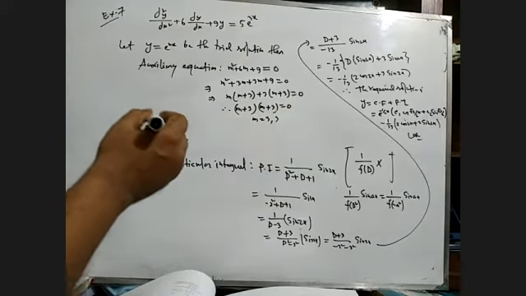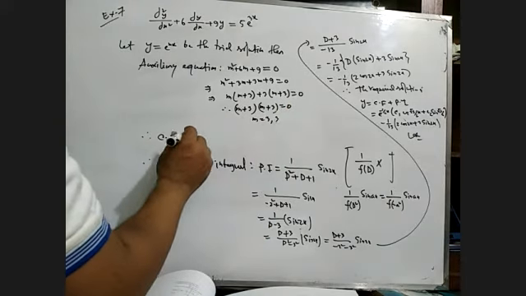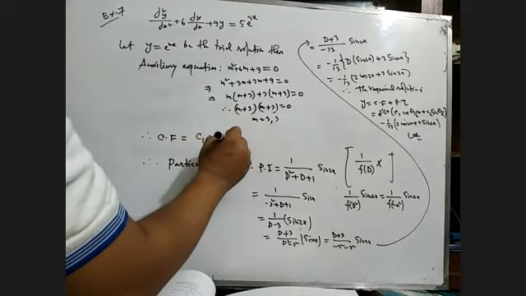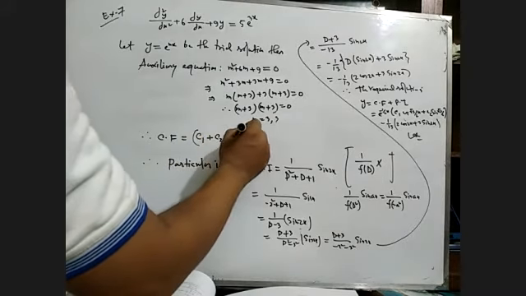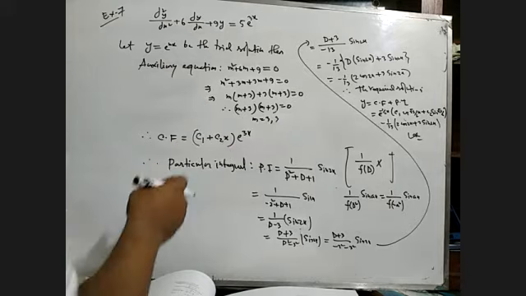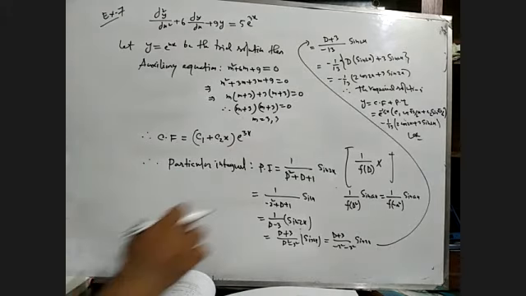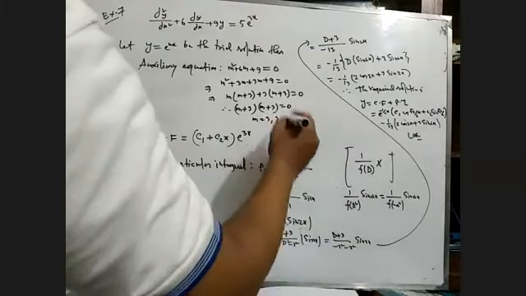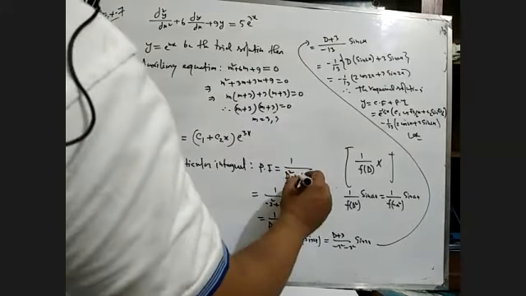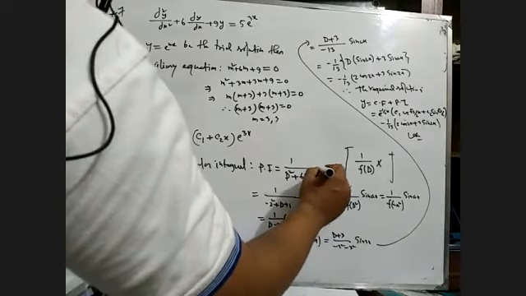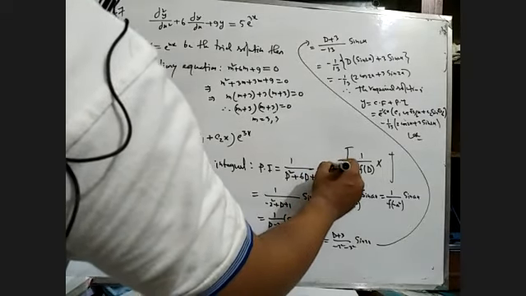Okay, for repeated roots, what will be the complementary function? Complementary function will be c1 plus c2 x, into e to the power mx. M means what? Minus 3. Okay, for repeated roots, for second order differential equations, this is the rule for writing the complementary function. Now, what will be the particular integral? 1 by D square plus 6D, capital D means d by dx, plus 9, into 5 e to the power 3x.